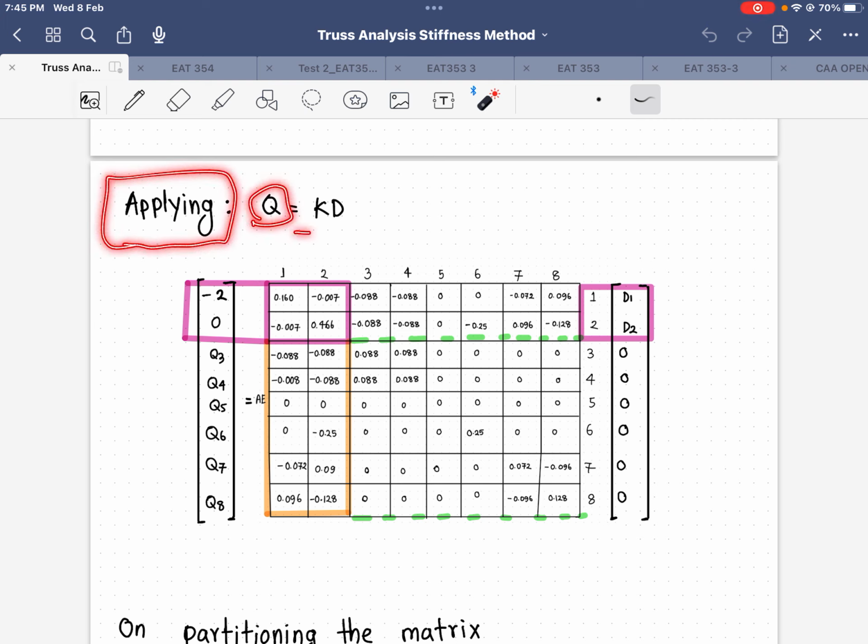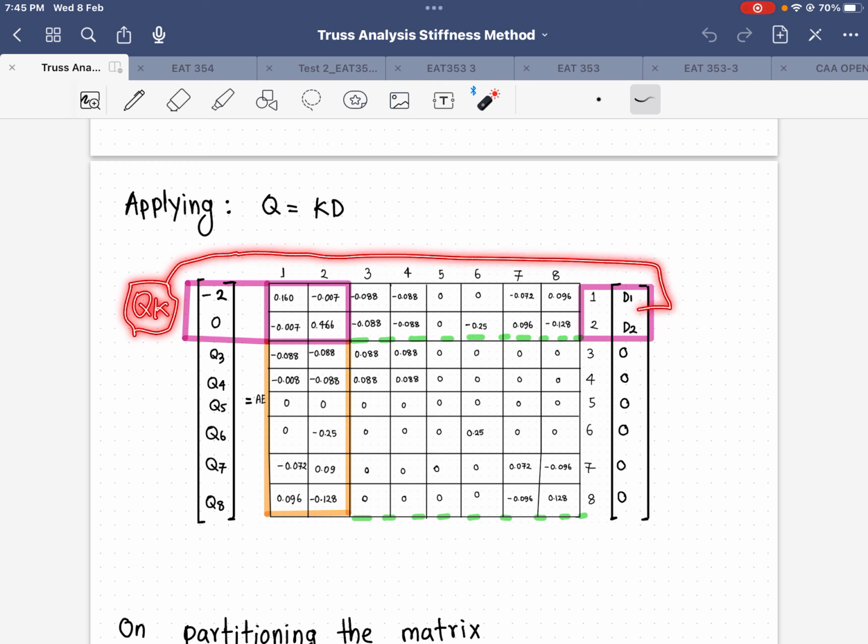Okay, Q equals KD. In this case we have the Q already, we have -2 and 0, right? So in here we have the K. If you have the Q and K, for the same number you will get the unknown displacement. So you see that we have Q1 and Q2, but we don't have D1 and D2 known, right? D1 and D2 are unknown.